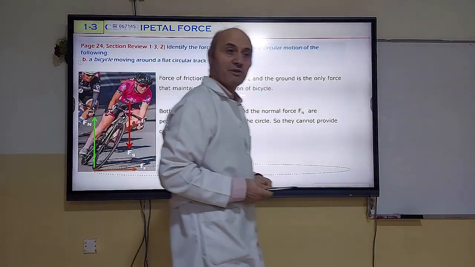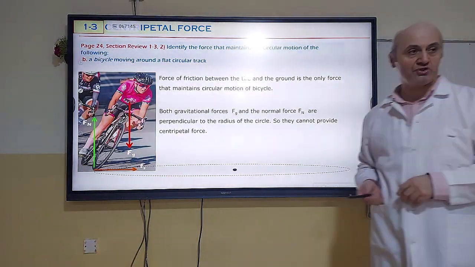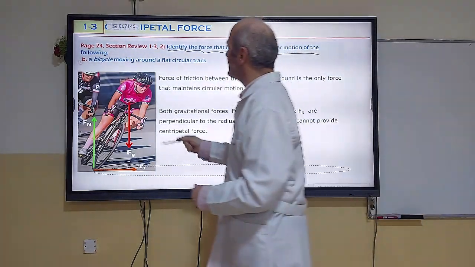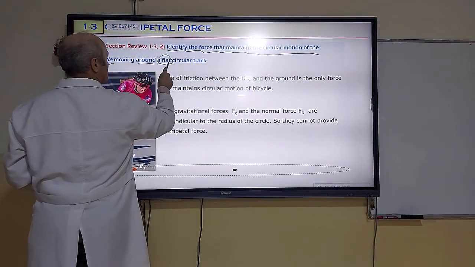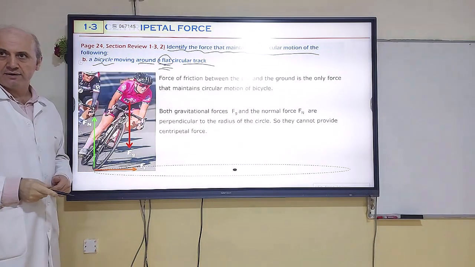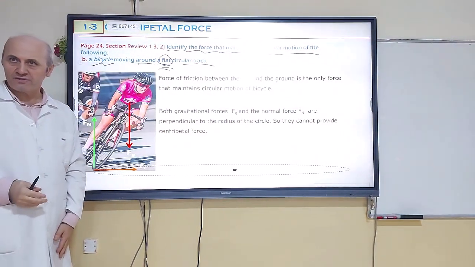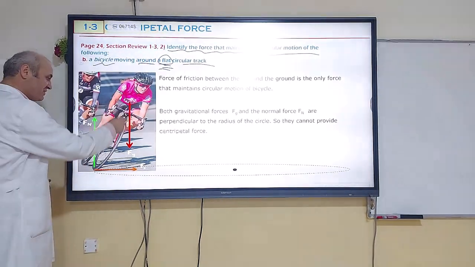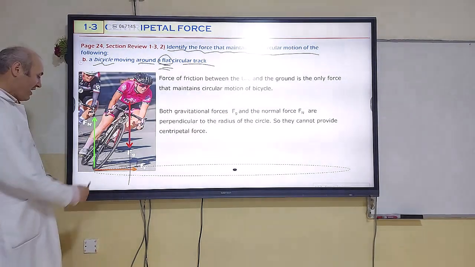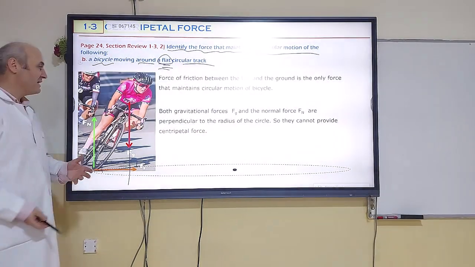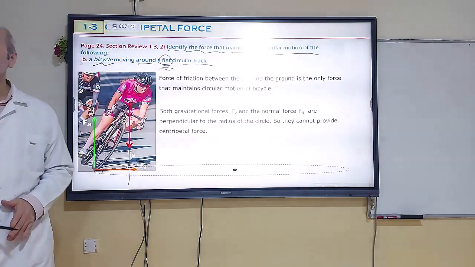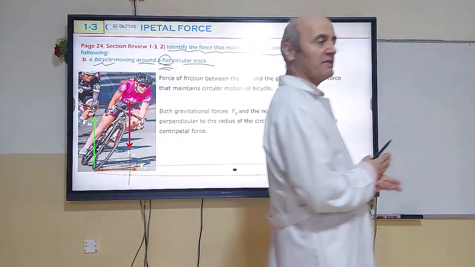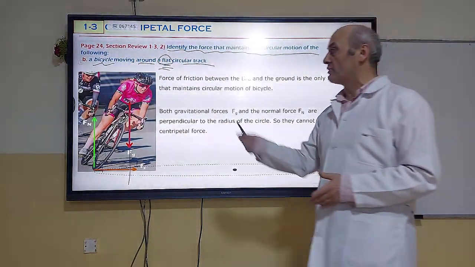This is another horizontal contact surface, horizontal circle question. Identify the forces that maintain circular motion of the following. A bicycle moving around a flat circular track. Again, the keyword is flat. If an object is in contact with a flat surface, absolutely 2 forces are ineffective. Ft is ineffective because it is perpendicular to the radius. Fn is ineffective too, perpendicular to the radius, but the static friction force is parallel to the contact surface, it's the only effective force. So the static friction force between the tires and the road provides circular motion of the bicycle.